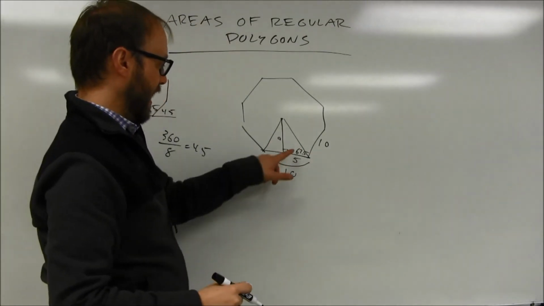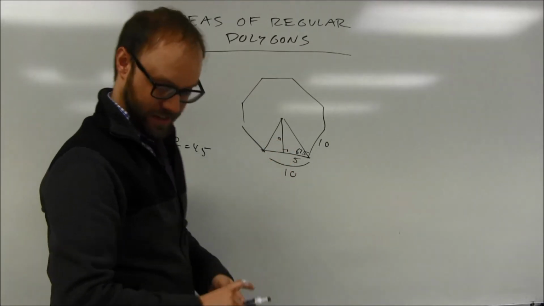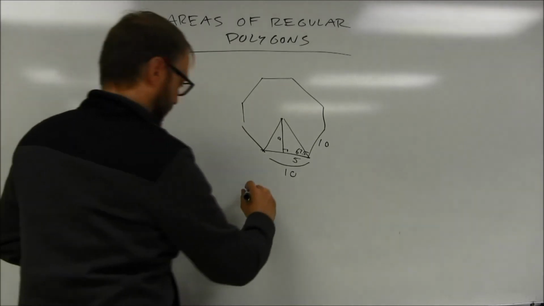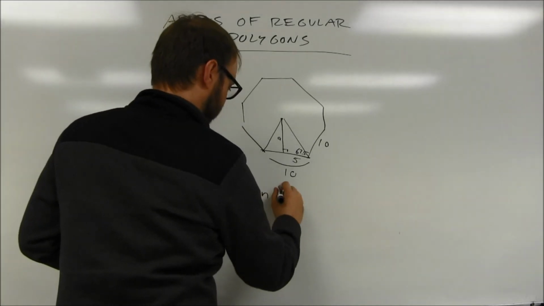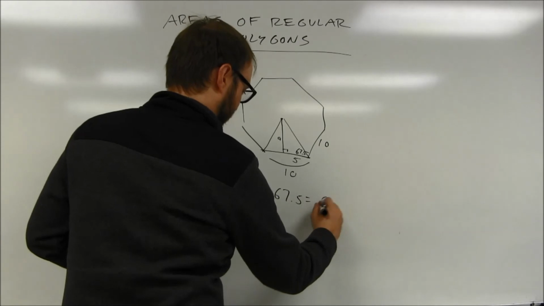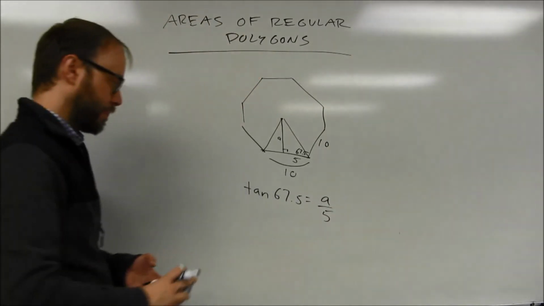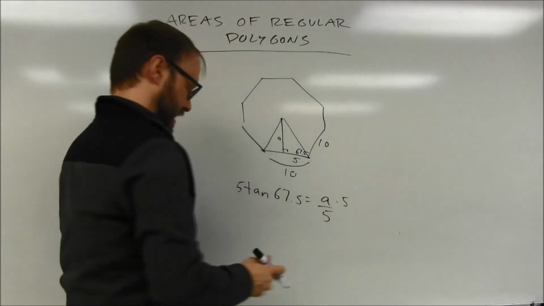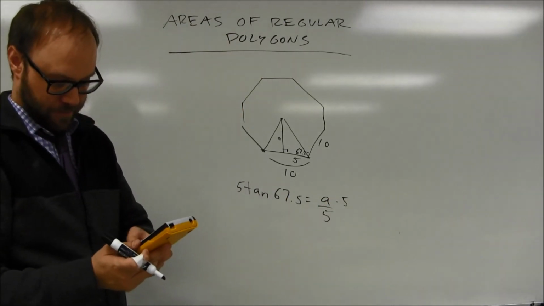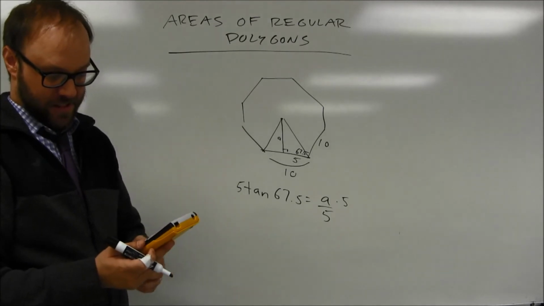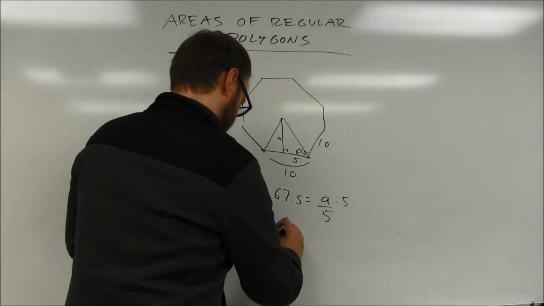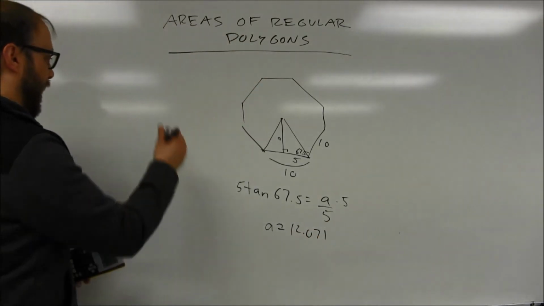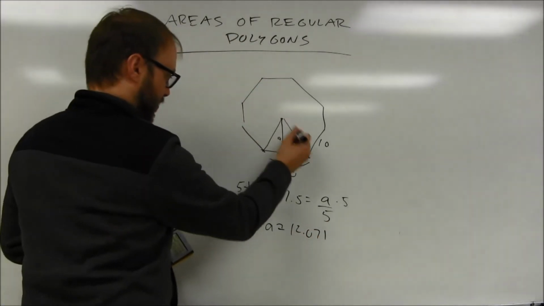Notice once again, we've got an opposite side and an adjacent side, so it's going to end up being a tangent relationship. The tangent of 67.5 is equal to a over 5. When you solve, you're going to be taking 5 times the tangent of 67.5, and that's about 12.071, we'll say.